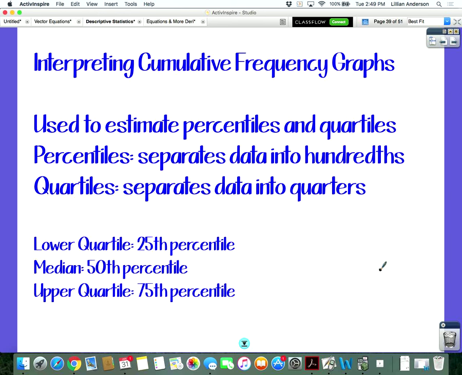Lower quartile is in the 25th percentile, the median is in the 50th percentile, and then the upper quartile is in the 75th percentile. So when you take the SAT or the ACT, and you get your score back and it says you're in the 75th percentile, that basically means that you did better than 75% of the kids who took that same test. If they say the 80th percentile, then you did better than 80% of the people who took that particular test. Okay?